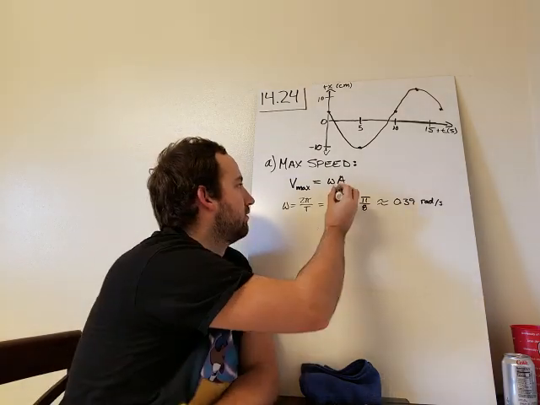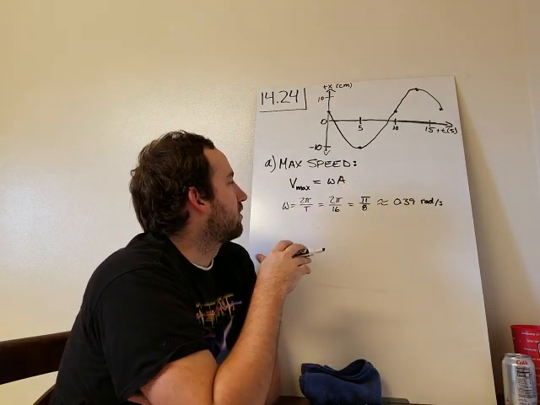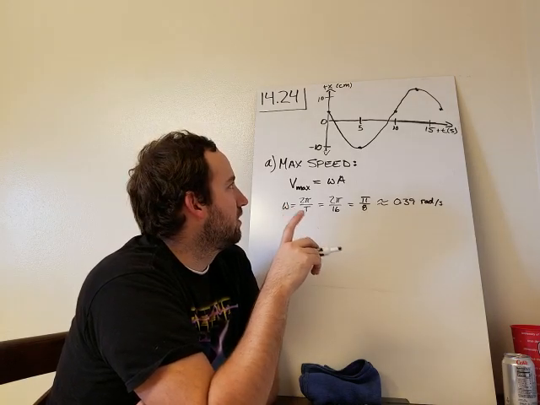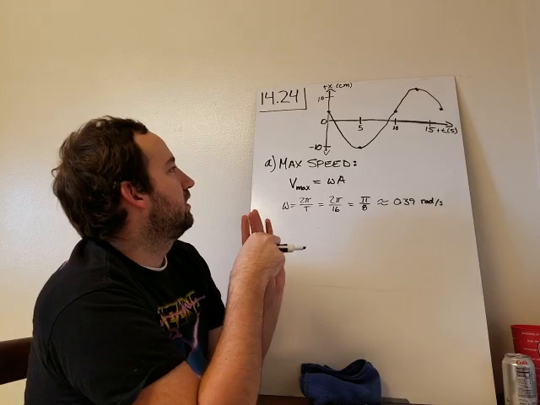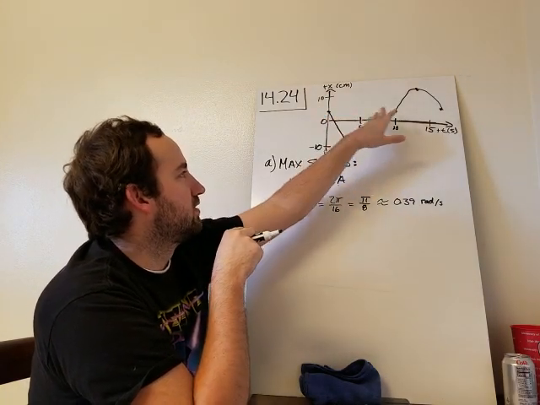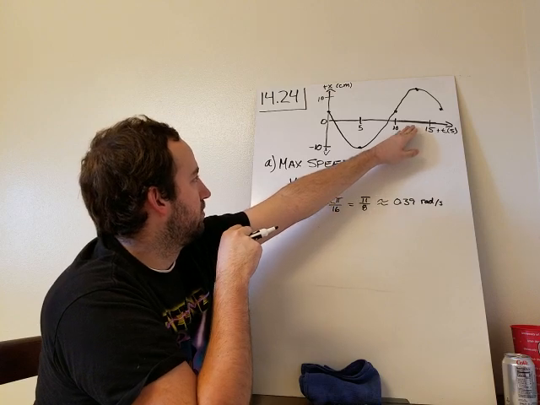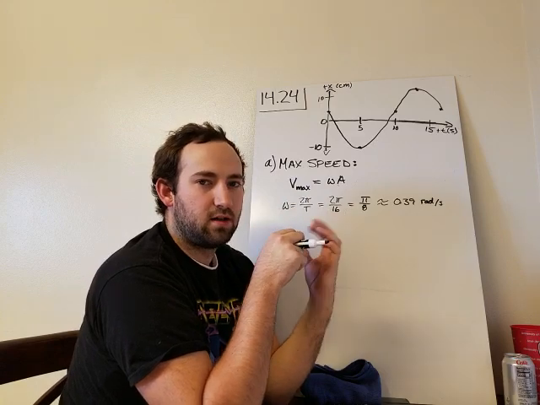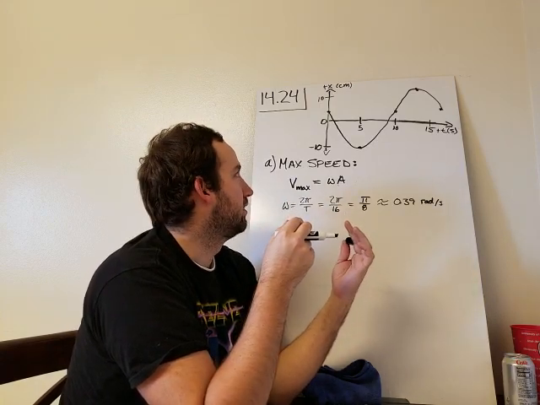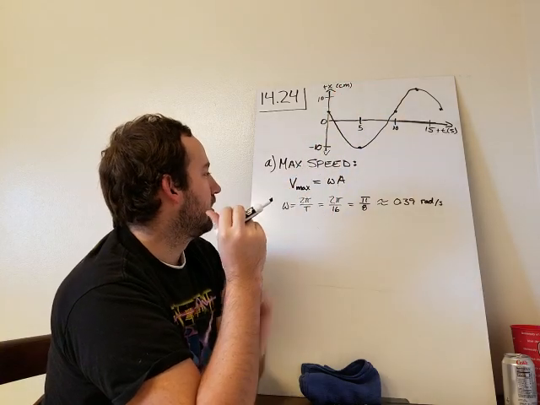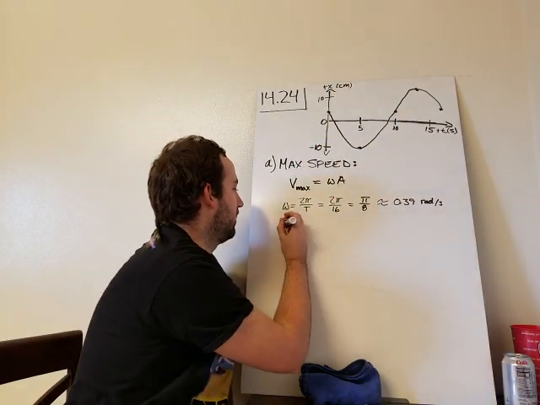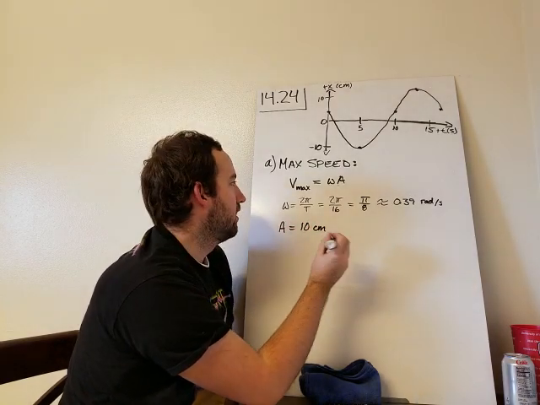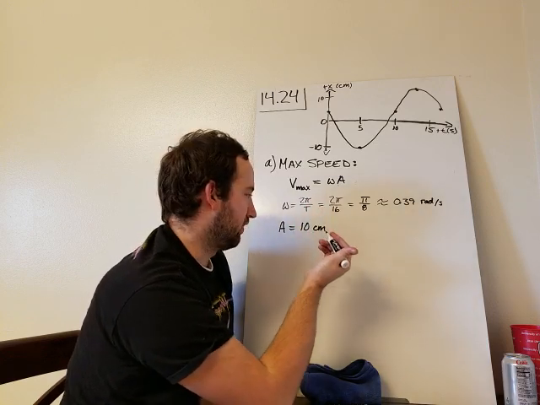Now we need the amplitude. And the way we do that is we look from kind of the middle line and see the extreme. And so we can see that it goes from the 0 point down to -10 and also to 10. So we know that our amplitude is going to be 10, and it's in centimeters here. So our A equals 10 centimeters.